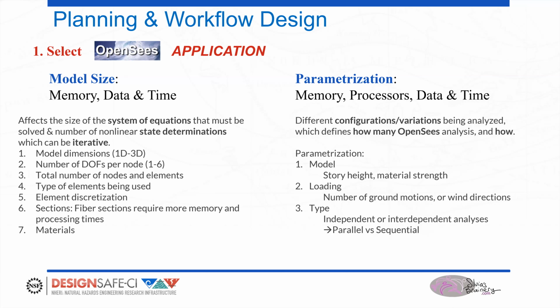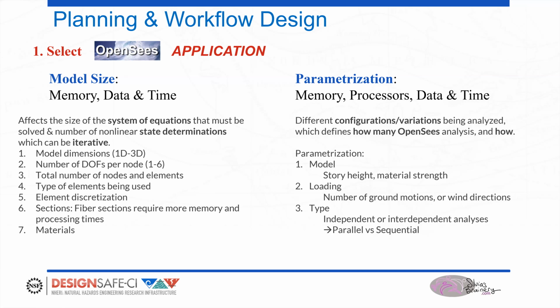Are you using the force beam column element, which really only requires 1 element per structural component, or are you using displacement beam column elements that require much finer discretization? At that point, also the number of integration points for the force beam column element, right? So you want to optimize all these, and those really affect the size of your model. And then sections, if you're using fiber sections, for example, they require more memory and processing time.